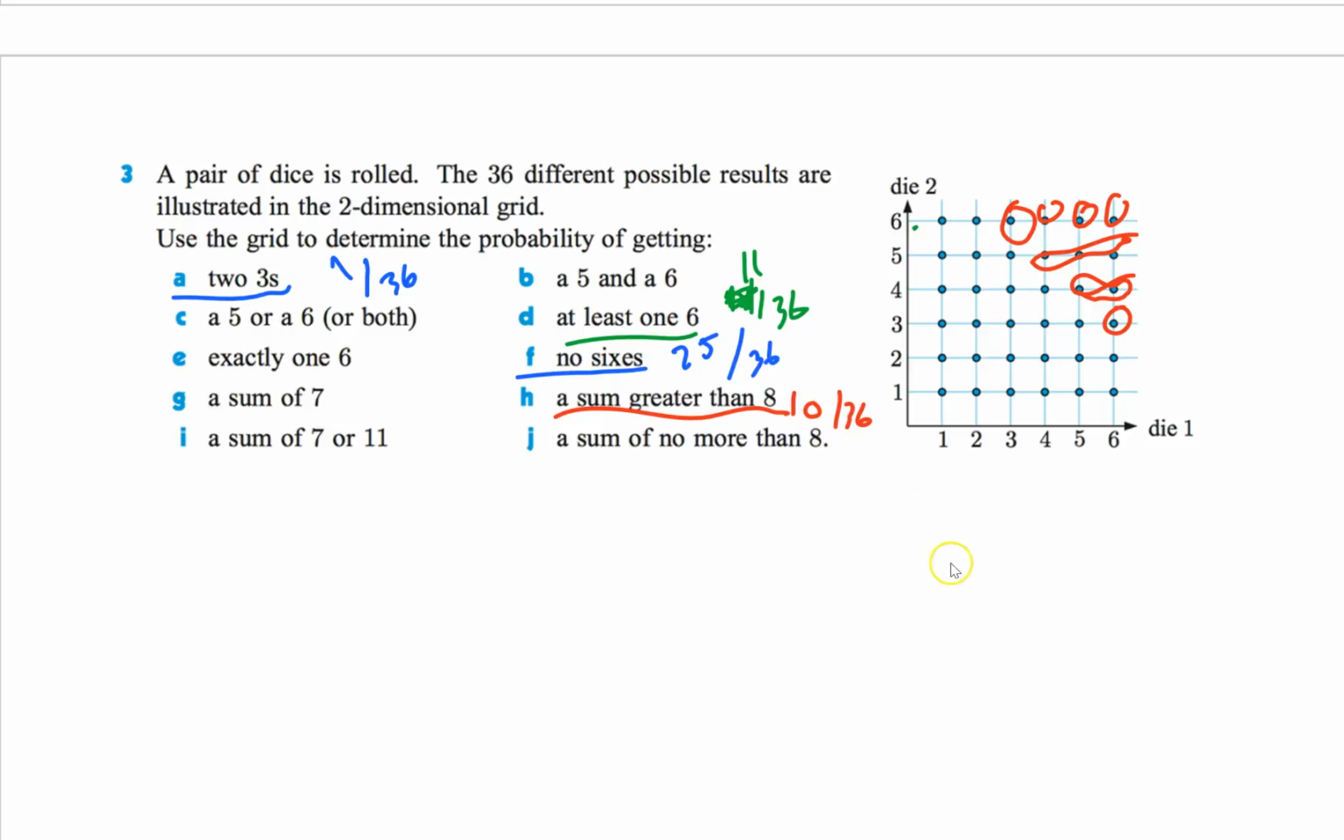This is so much easier than actually writing out other possibilities. It's easier than going 1-1 and 1-2 and 1-3 and 1-4. If you do a little grid here, it really spreads out your information and makes it really easy to solve things.